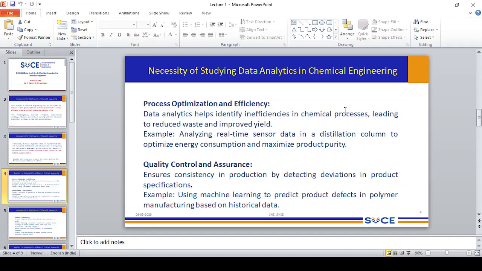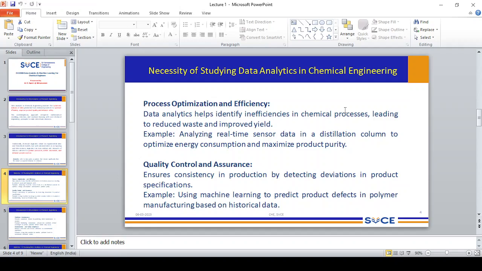What is a distillation column? That you know already. This is a separation phenomenon where we need to supply energy in order to separate components based on the boiling point difference, or the more correct term, vapor pressure difference. Let's say you have a binary distillation column, and you want to separate the two components A and B by supplying energy, because of the boiling point or vapor pressure difference. So the sensor data in the distillation column is used to optimize the energy consumption.